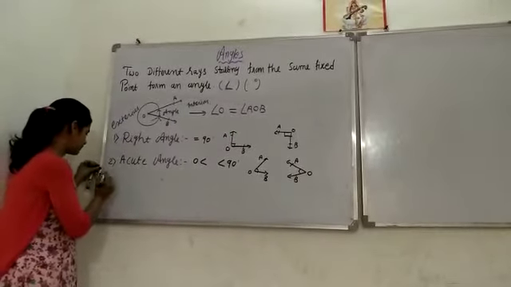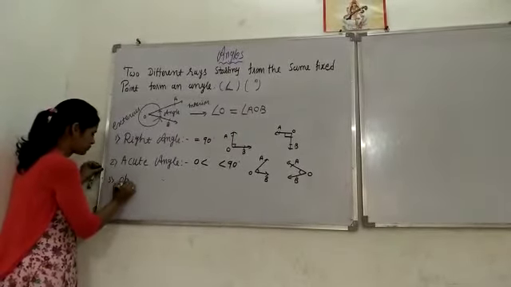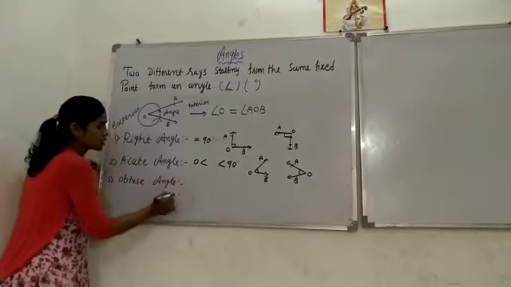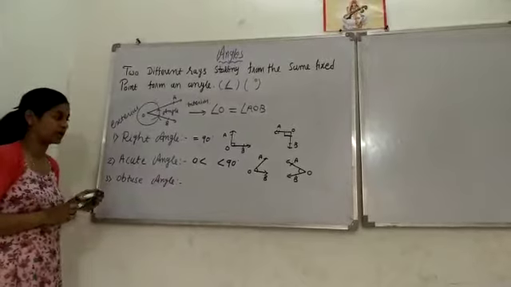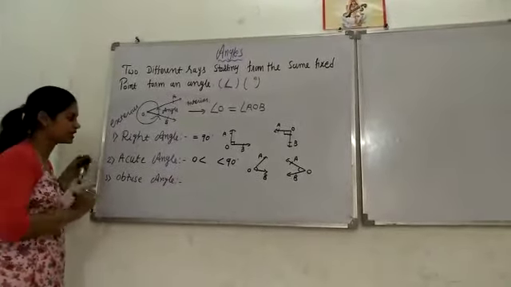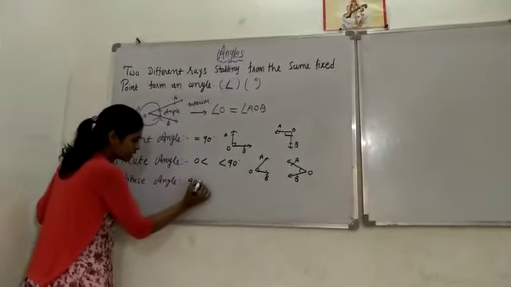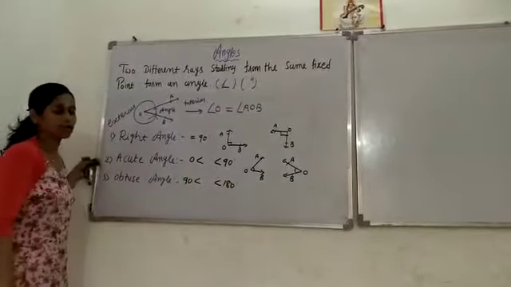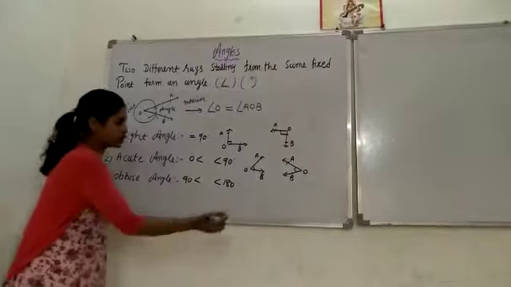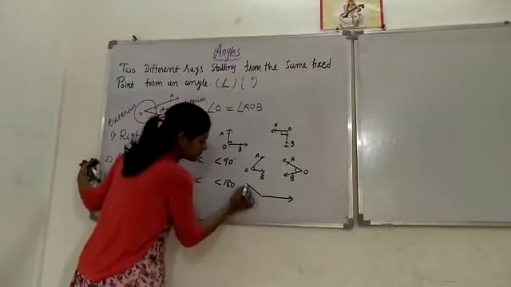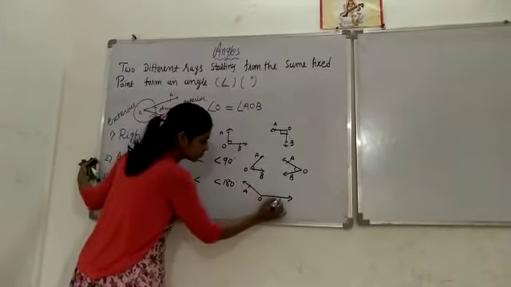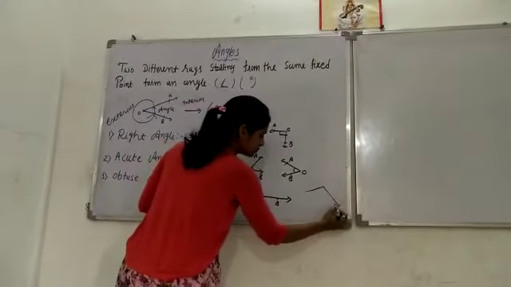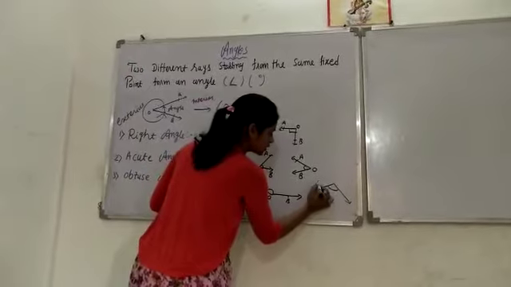Third is the obtuse angle. Those angles whose measurement is greater than 90 degrees but less than 180 degrees. This type of angle is called an obtuse angle. Its figure looks like this angle or this type of angle.